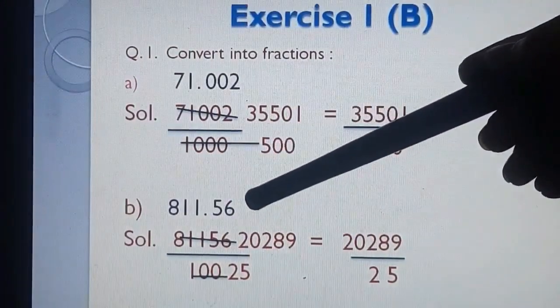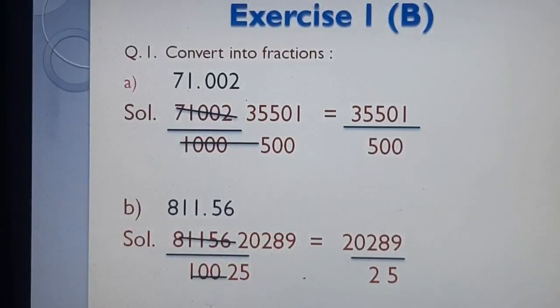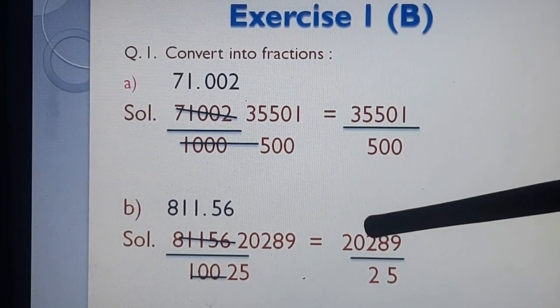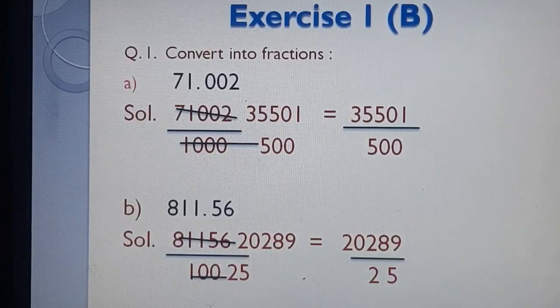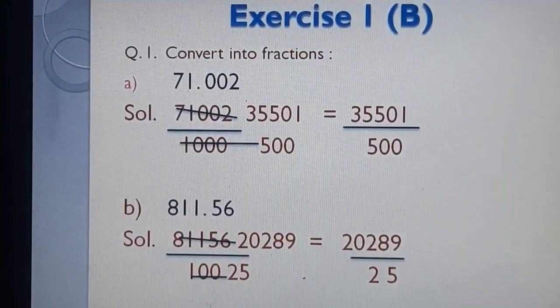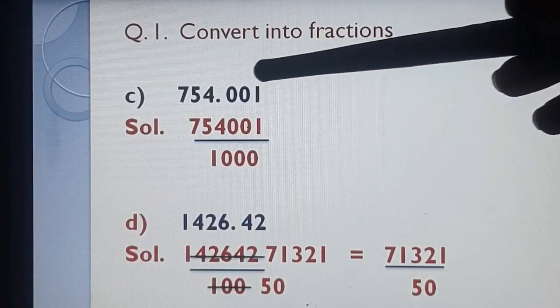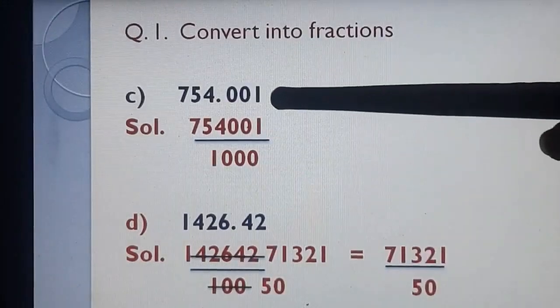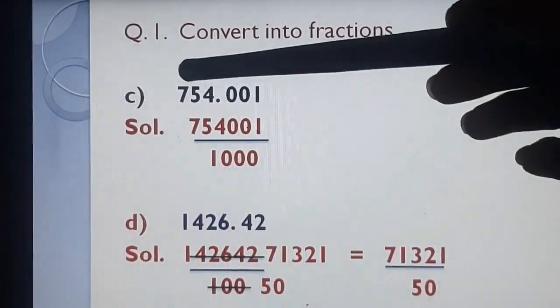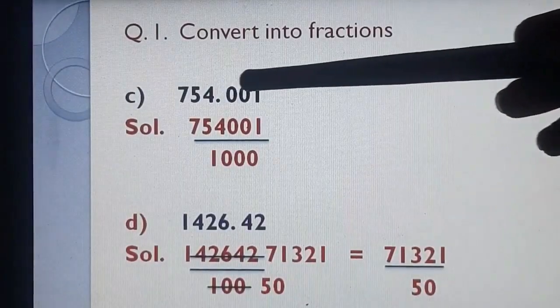81,156 divided by 4 will give you the answer 20,289. So our number will become 20,289 upon 25. This is our fractional number. So we have converted this decimal into a fraction. Now C part, 754.001. First of all, to write it in the form of a fraction, we will write 754001 upon 1000.